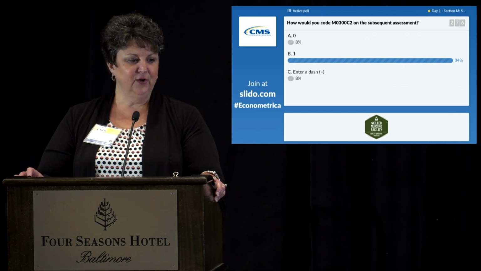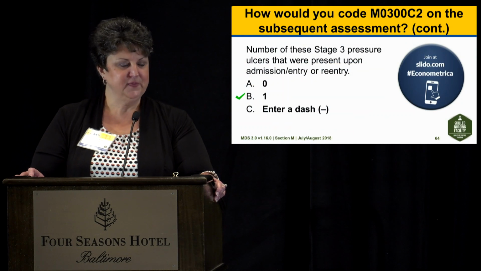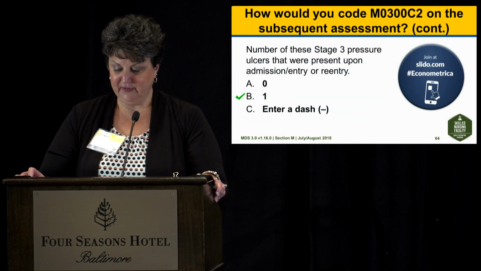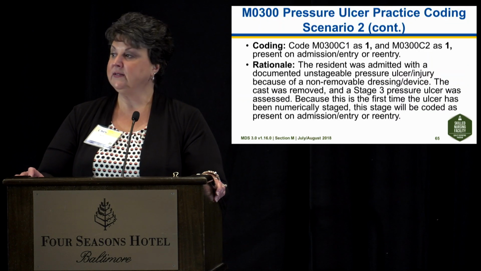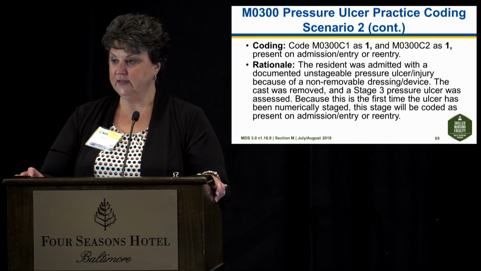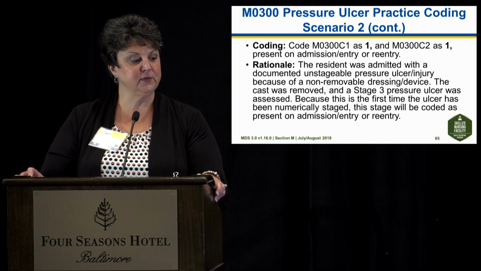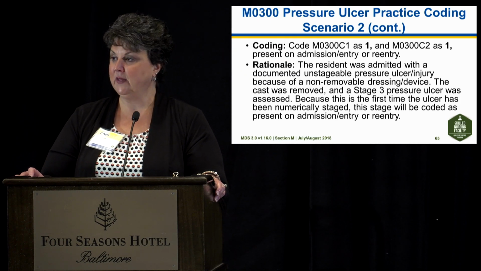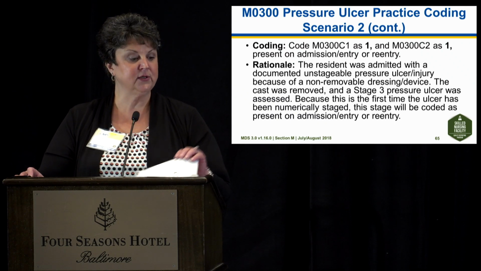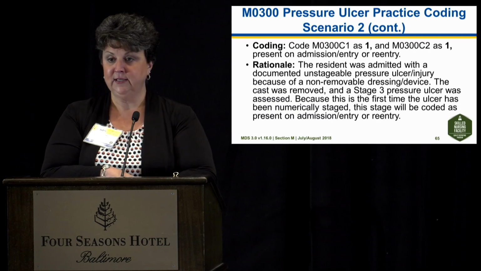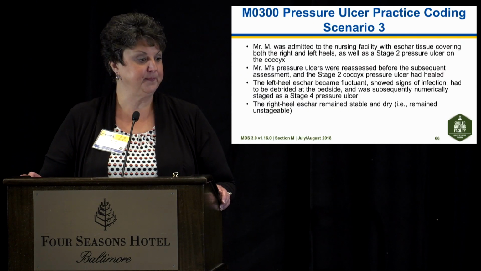And it does look like an overwhelming majority are saying 1. So that pressure ulcer, the resident was admitted with a documented unstageable because of the non-removable dressing or the device. They had a cast. And then when they removed that cast, the stage 3 pressure ulcer was assessed. It was the first time that ulcer was assessed, that it had been numerically staged, so it is coded at that stage, the stage 3, present on admission, entry, or re-entry.